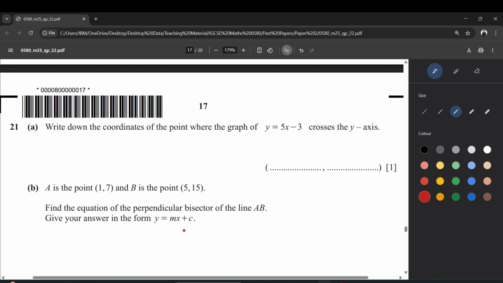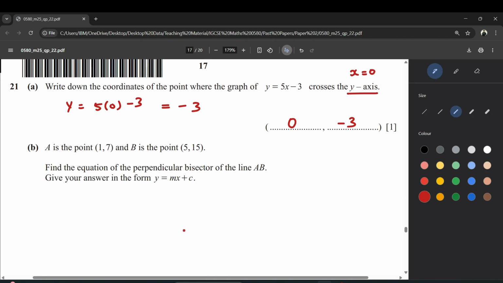Question number 21. Write down the coordinates of the point where the graph y equals 5x minus 3 crosses the y-axis. Crossing the y-axis means that x is equal to 0, because at the y-axis the value of x is going to be 0. So that means y is equal to 5 times 0 minus 3. So that is equal to minus 3. So the coordinates will be 0, minus 3.